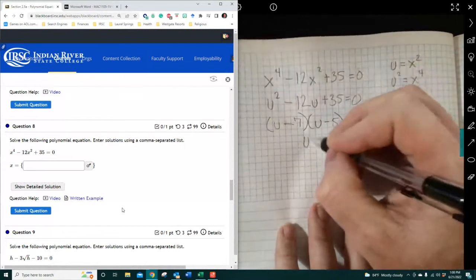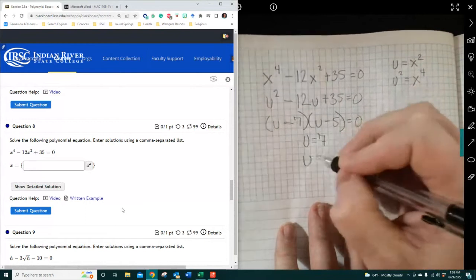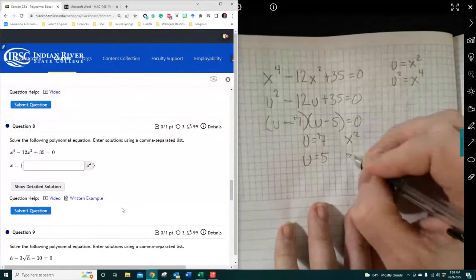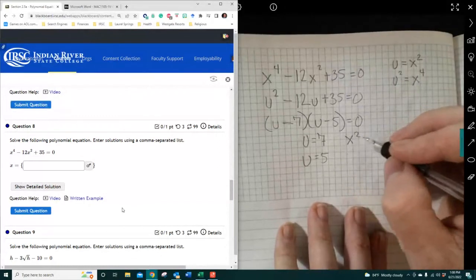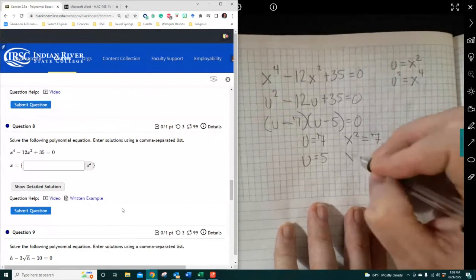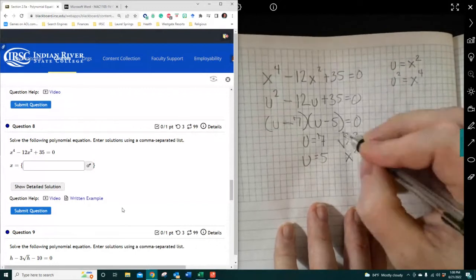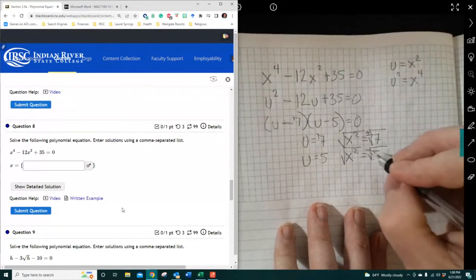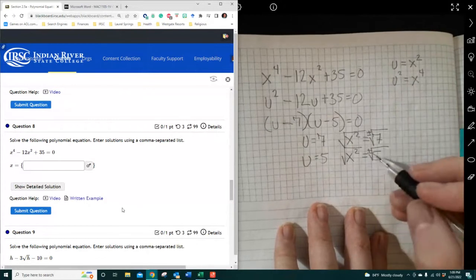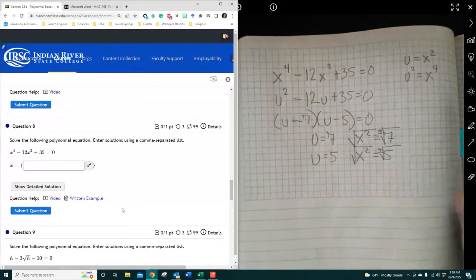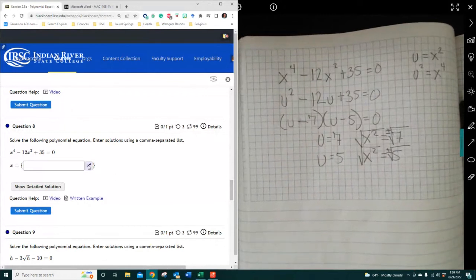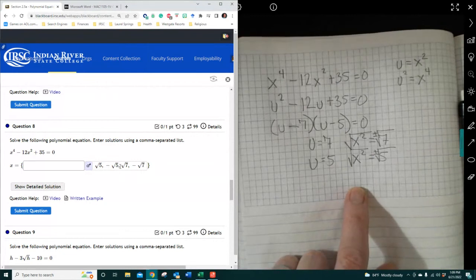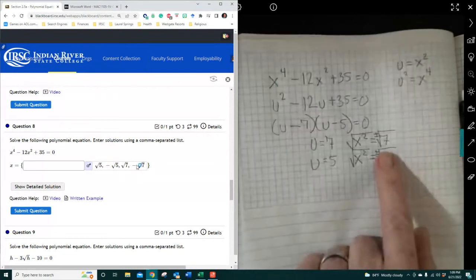All right, and now we're going to say U equals 7 and U equals 5. Well, now U represents X squared. So I'm going to write X squared equals 7 and X squared equals 5. And then square root both sides, and then I'm going to have plus or minus square root of 7 and plus or minus square root of 5. I can't simplify them any further, and there becomes our answer. Plus or minus the square root of 5, and plus or minus square root of 7, like the same answers that I have here.